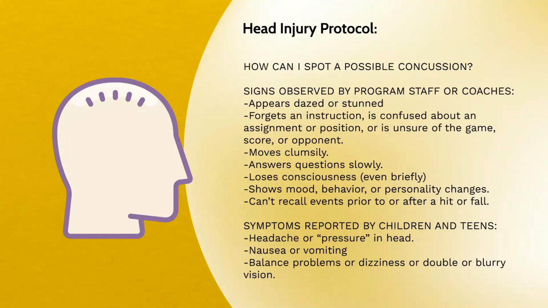Head injury protocol. How can I spot a possible concussion? Signs observed by program staff or coaches: appears dazed or stunned, forgets an instruction, or is confused about an assignment or position, or is unsure of the game, score, or opponent. Moves clumsily, answers questions slowly, loses consciousness even briefly, shows mood, behavior, or personality changes, can't recall events prior to or after a hit or fall.